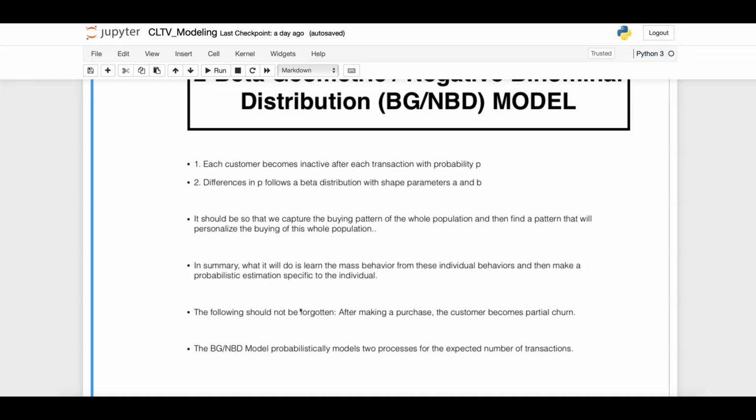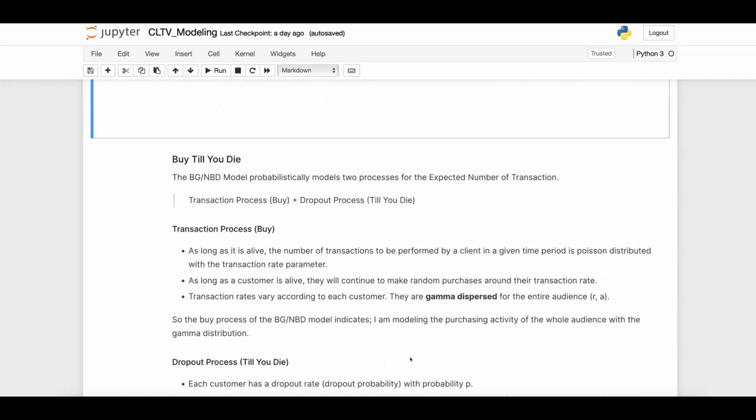The following should not be forgotten. After making a purchase, the customer becomes a partial churn, right? Every time the customer keeps making purchases, you make sure that it's likely to be churned over a period of time, right? And that probably will keep growing in general. The BG/NBD model is a probabilistic model to process the expected number of transactions.